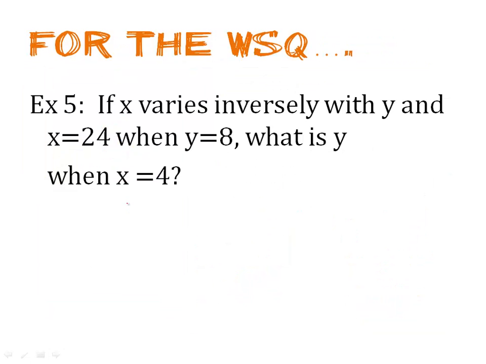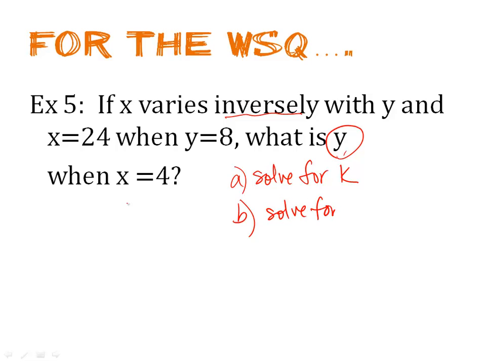So for your whisk, you're going to solve this problem for me, and you're going to find what is y when x is 4. If this is the description of the equation, y varies inversely with x, x is 24 when y is 8. So set your equation up, solve for k. You have to find k first, and then solve for y. Make sure you follow those steps. Be ready to defend your answer in class. Your answer will go in the whisk, so have that completed.